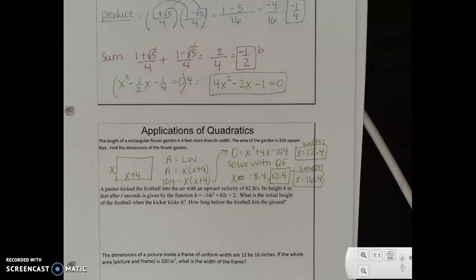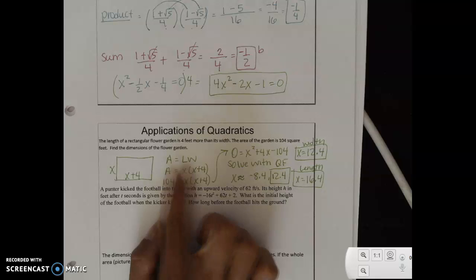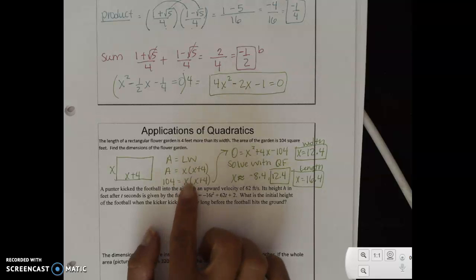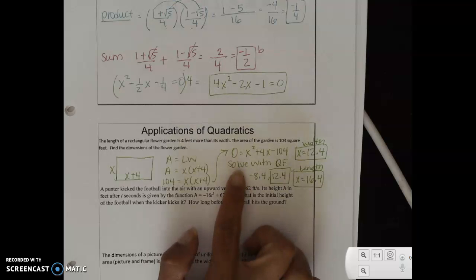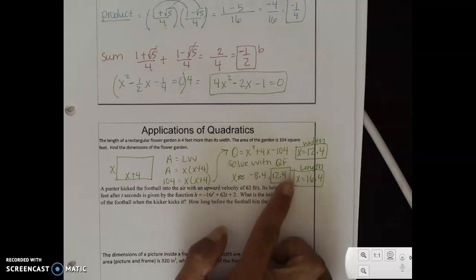Alright guys, so we're going to go over this more in class, but I know the area is length times width, so I just plugged in my dimensions and then set this equal to 0 and solved with the quadratic formula and got my length and width here.